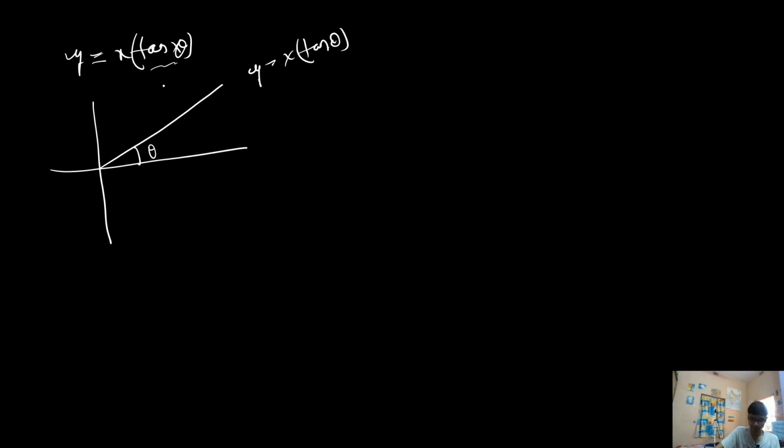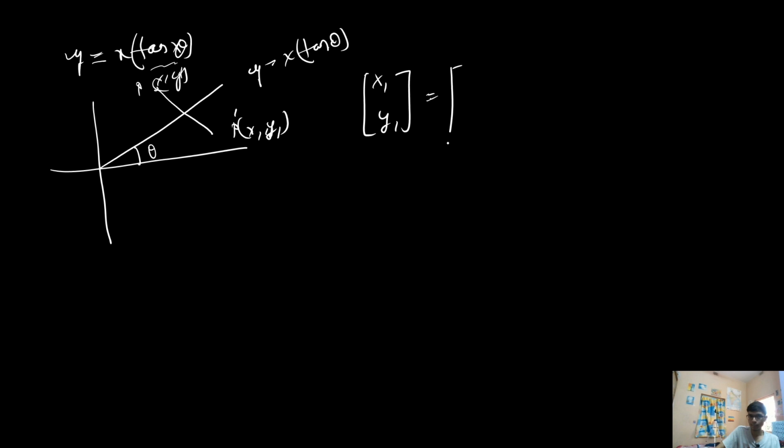Now if a point P, that is x comma y, is given and it is reflected about this line, then the new point x1 and y1 can be calculated by multiplying the matrix which is equal to [cos 2 theta, sine 2 theta; sine 2 theta, minus cos 2 theta]. These matrices are easy to remember. If you see this matrix, there is a catch in it.